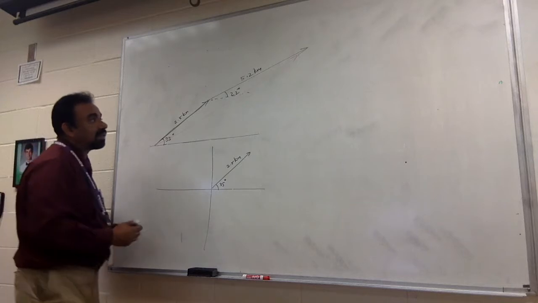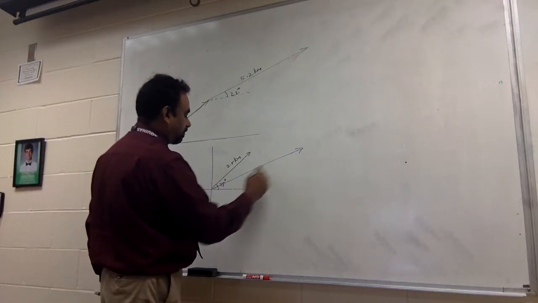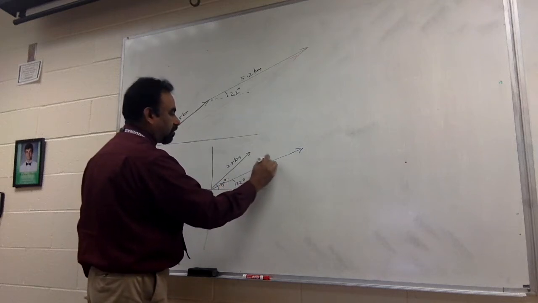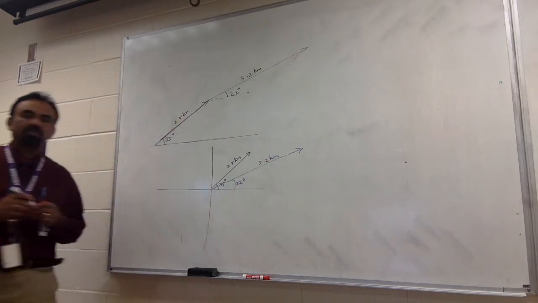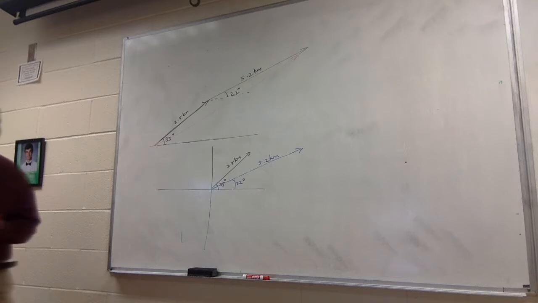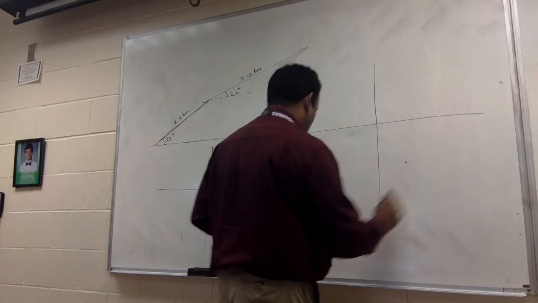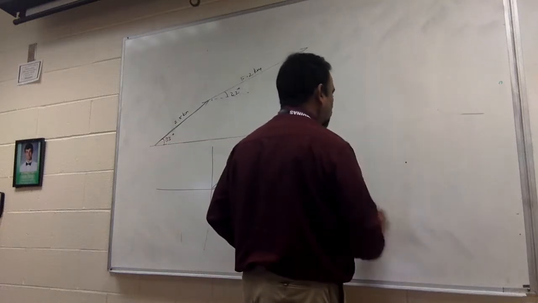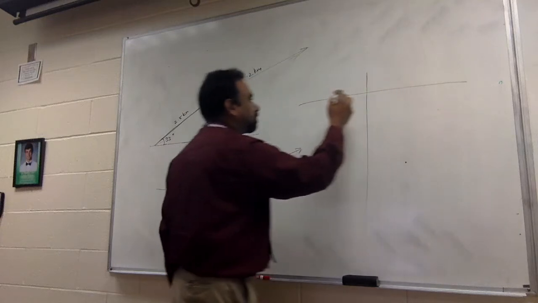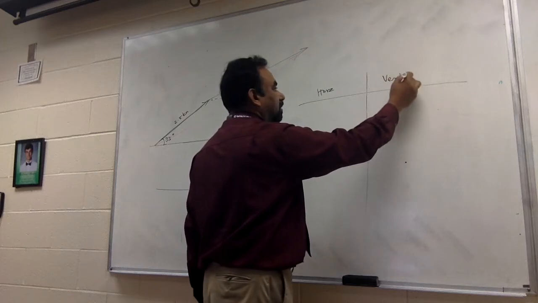And the other one I'm going to draw is this one, which is at 22 degrees and it's 5.2 kilometers. So I've drawn the two vectors on it, both starting from the origin. And what do you do next? Make a table, with the horizontal component and the vertical component.